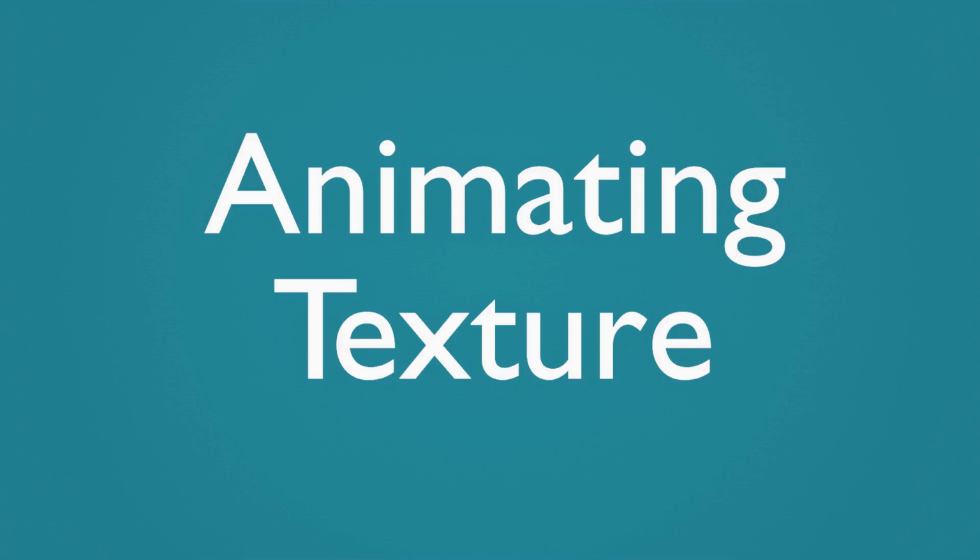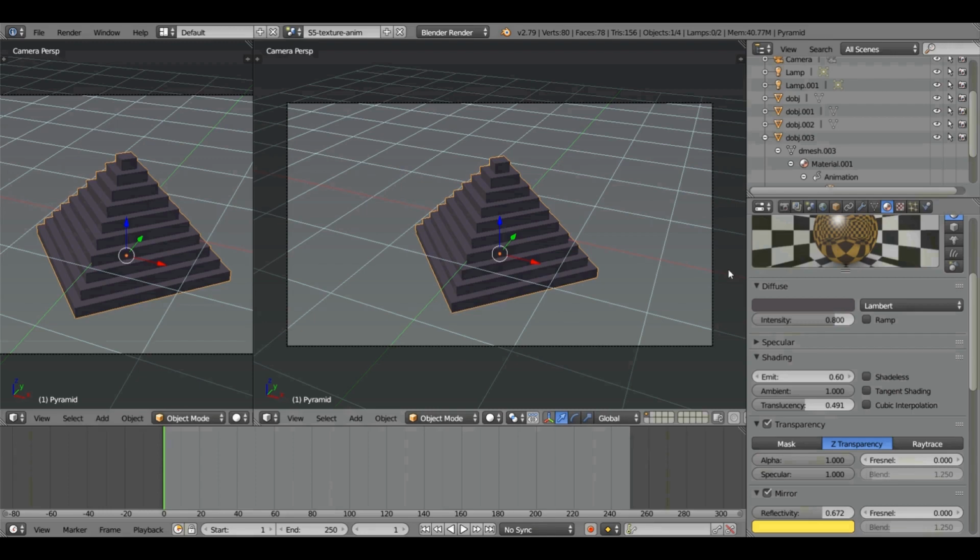Now we shall try to animate some parameters related to textures applied to an object. Here we have a pyramid-like structure. For this, already a material has been applied. Now we'll select a texture and apply it.